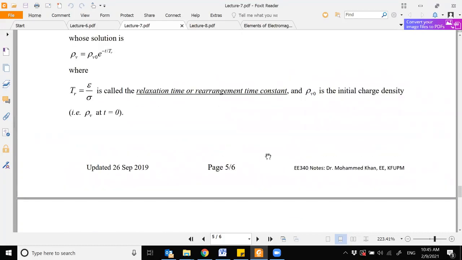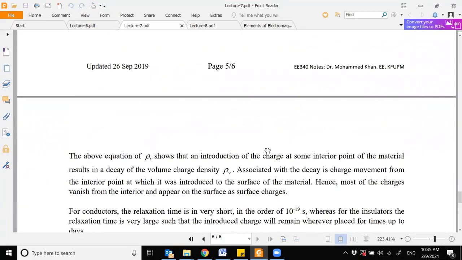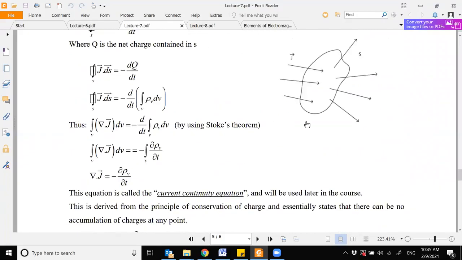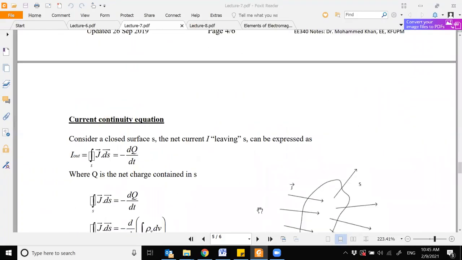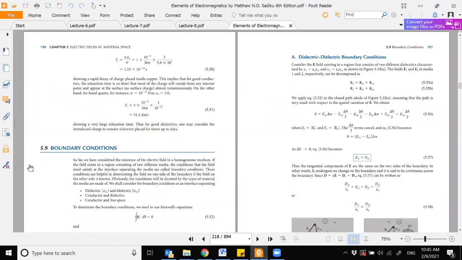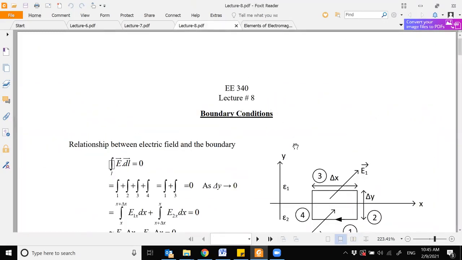So this is the current continuity equation. We are going to use this expression in our later courses. Now we will take the last topic of our chapter number 9, which is the boundary conditions. Very, very important boundary conditions.